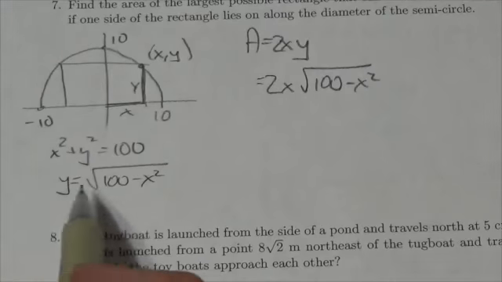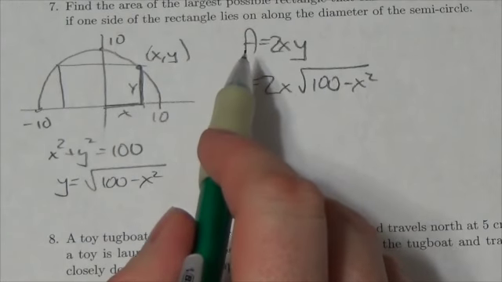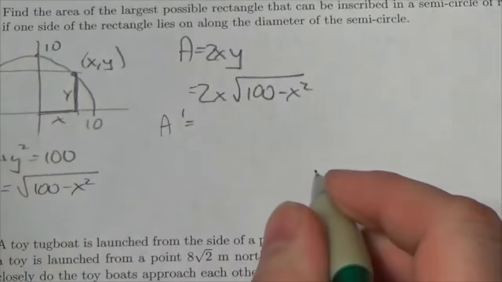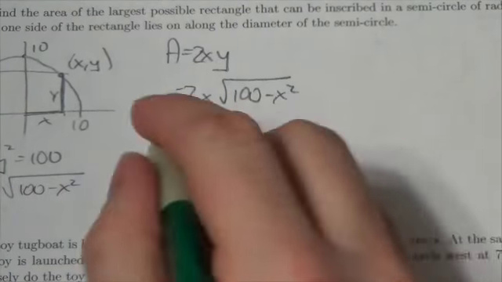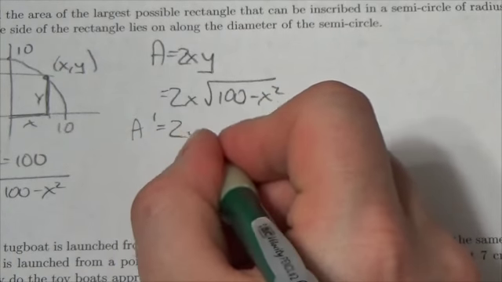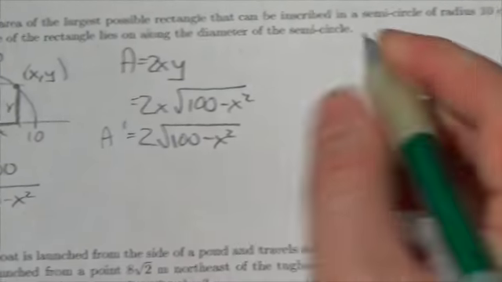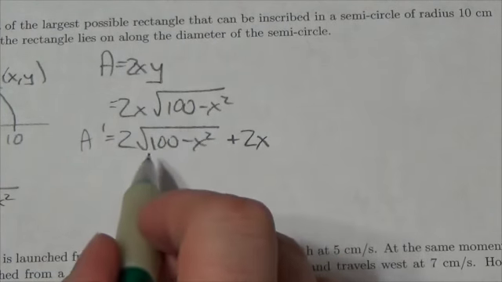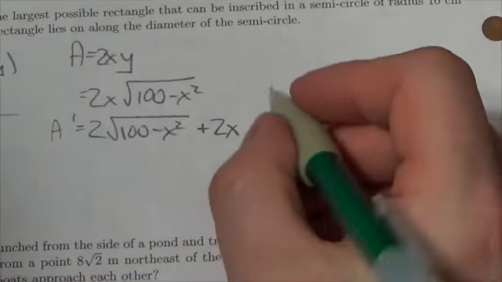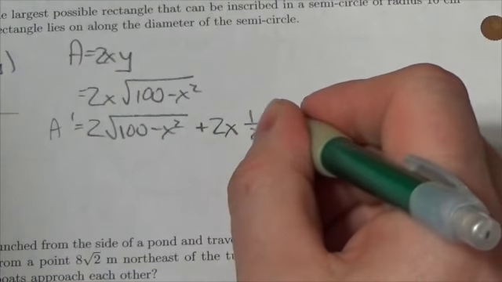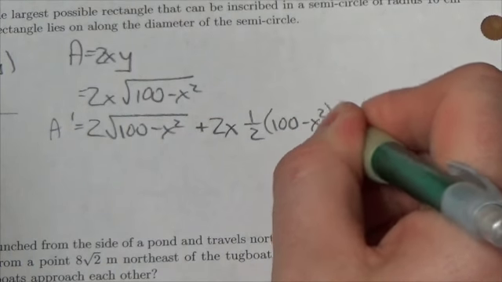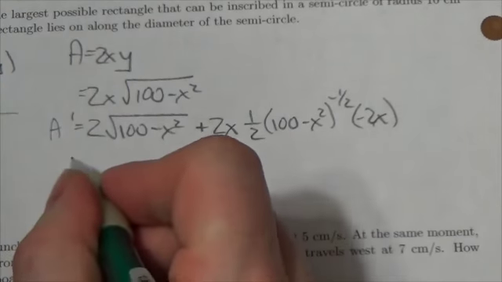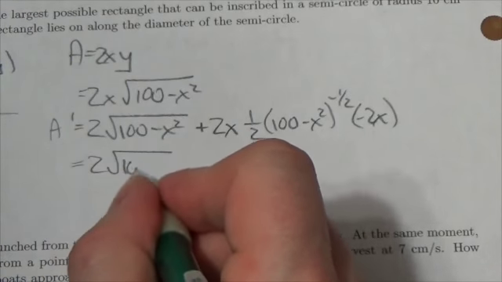So now we've got the expression for the area in terms of just one variable. And so now I can take the derivative of that, and it's going to require the product rule. That's not a big deal here. So the derivative of 2x is just 2 times the square root of 100 minus x squared, plus 2x times the derivative of our radical function, which is going to end up being 1/2 times 100 minus x squared to the negative 1/2 times negative 2x, because of the chain rule here. So 2 root 100 minus x squared.